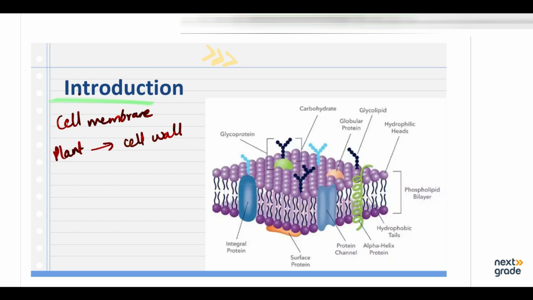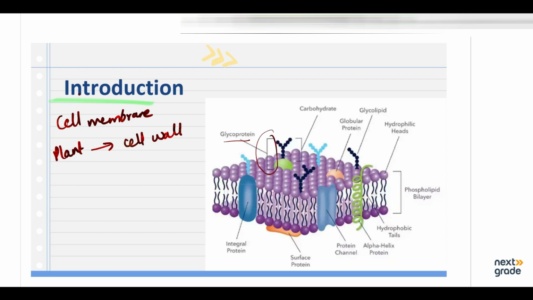A cell wall, that is absent in the animal cell, right? So here this is the structural diagram of the plasma membrane. As you can see, this structure is the glycoprotein.